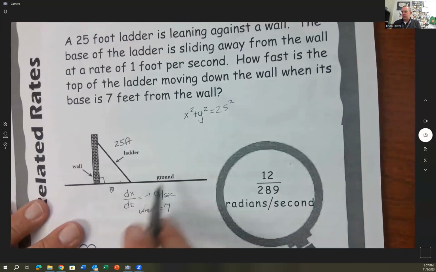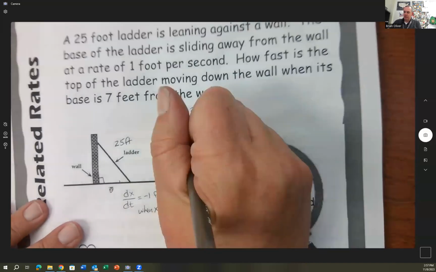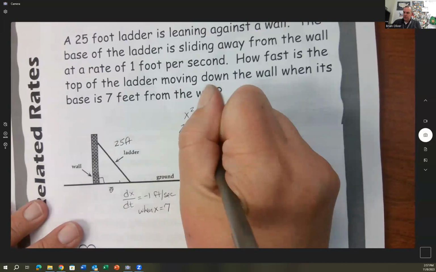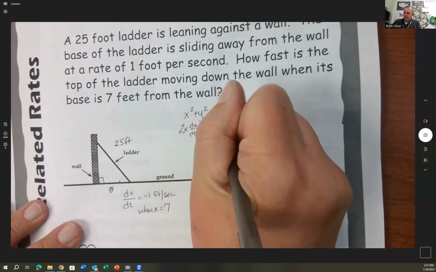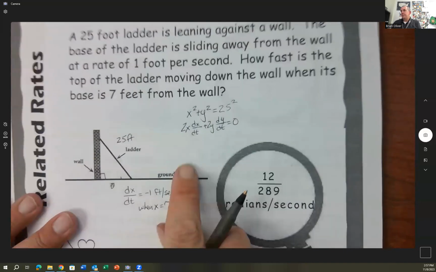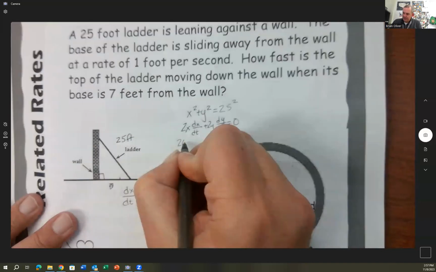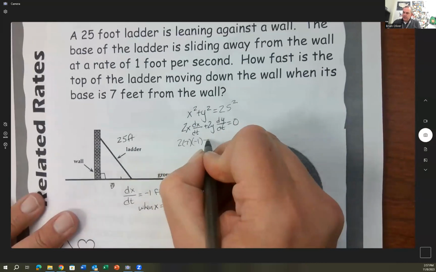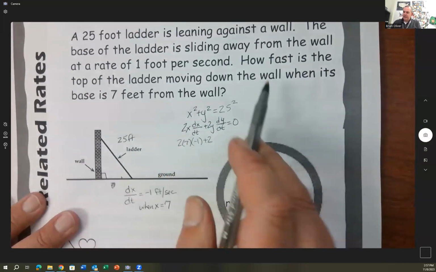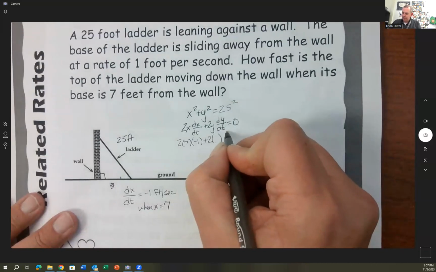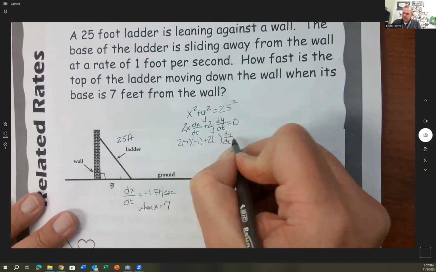So in this case, we can take the derivative. It's going to be 2x dx/dt plus 2y dy/dt equals 0. I know what x is. X is going to be 7. I know dx/dt is -1. I am trying to figure out what dy/dt is, so I'm going to need to figure out y. So dy/dt is my unknown.